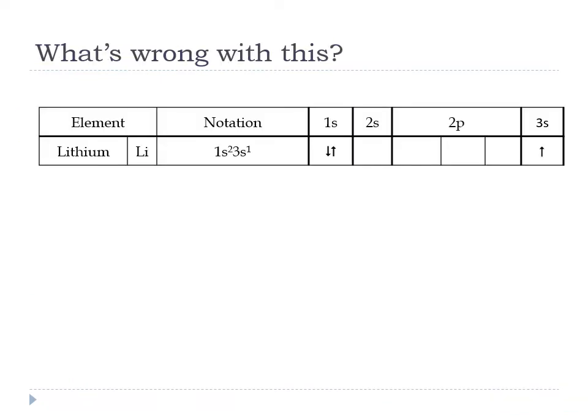All right, what's wrong with this picture? Take a look. Lithium has 3 electrons, 1s2, 3s1. Crazy sauce. How can that happen?